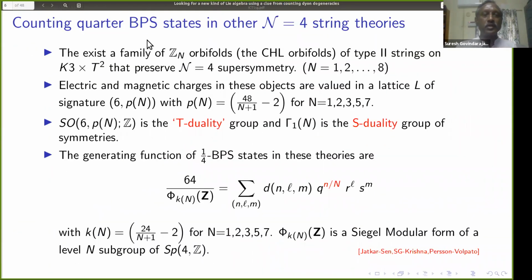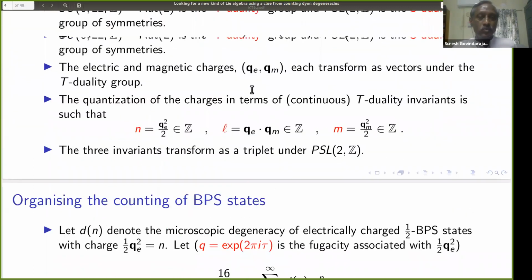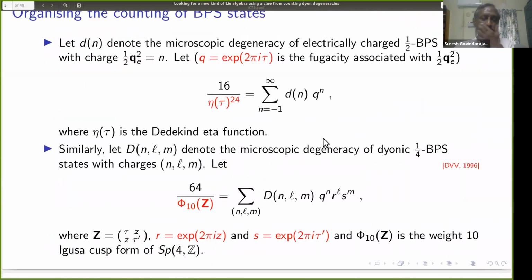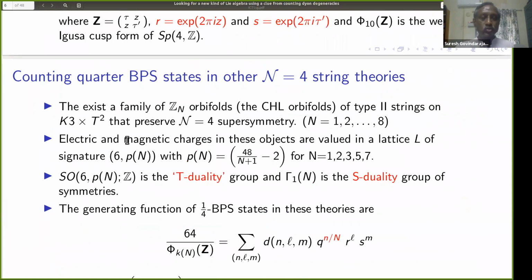So there are other quarter BPS states you can count in other N equal to 4 theories. That's actually a family of Z_N orbifolds. These are called the CHL orbifolds. I'll focus on simple Z_N orbifolds of type II strings on K3 cross T2. These are asymmetric orbifolds and they preserve supersymmetry. Sometimes orbifolds break supersymmetry. They preserve it, but what they do is they reduce the number of vector multiplets: here these 6 and 22 are related to the number of vector multiplets. So it doesn't touch the 6, but it reduces 22 to some smaller number. And so the T-duality group becomes smaller and the number of charges comes down. A precise number is not important.